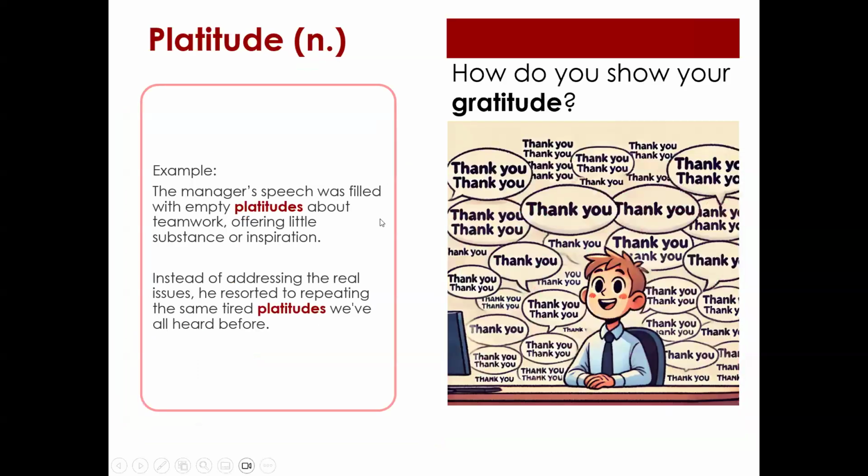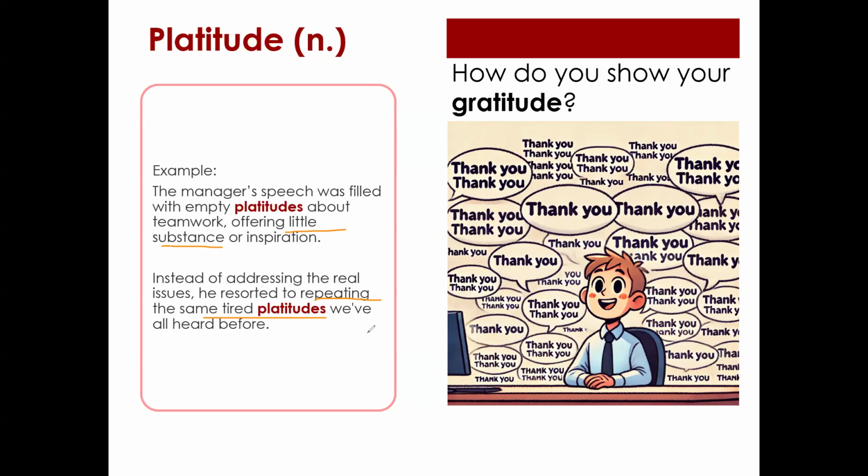Now, the next word is platitude. Okay, so let's look at example sentence. The manager's speech was filled with empty platitudes about teamwork, offering little substance. So there's not much meaning, all fluff. That's platitude, meaningless words. Instead of addressing the real issues, he resorted to repeating the same tired platitudes we've all heard before. Again, repeated, meaningless, boring words.